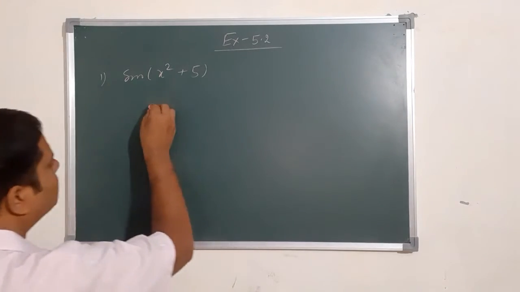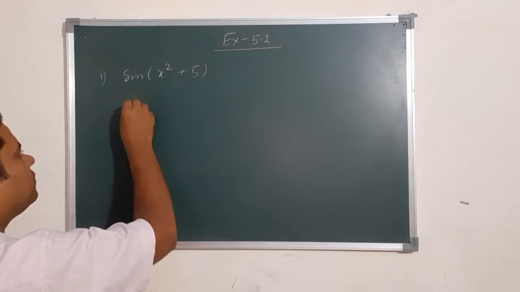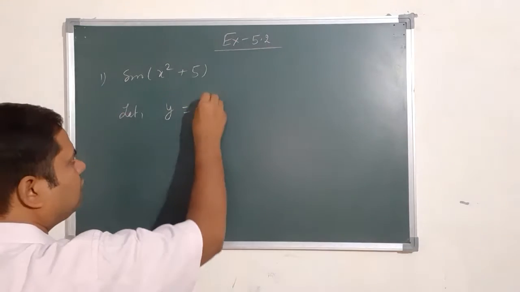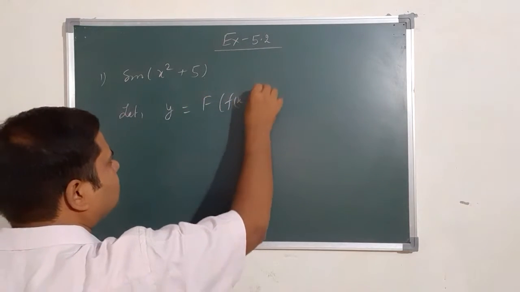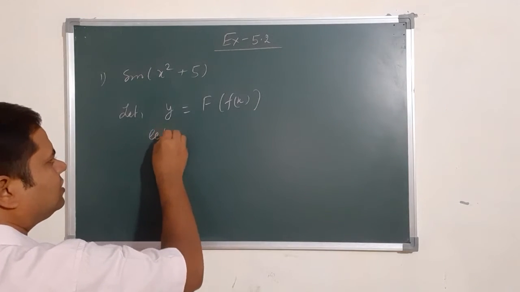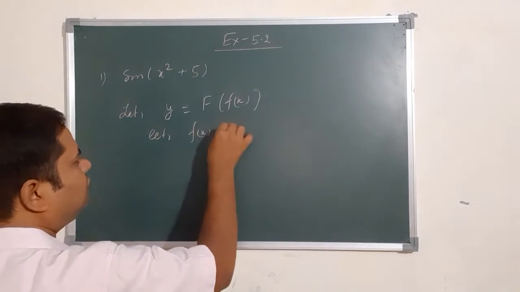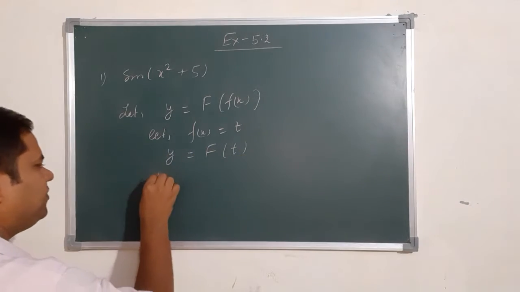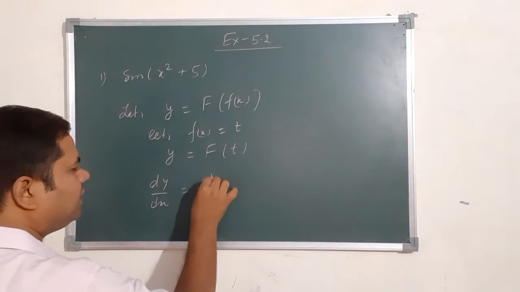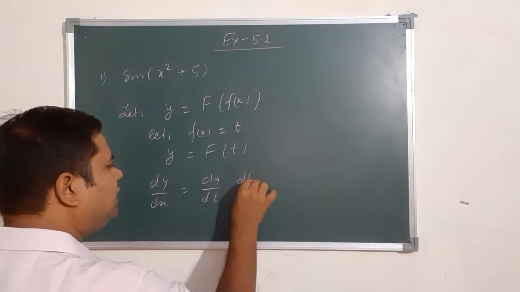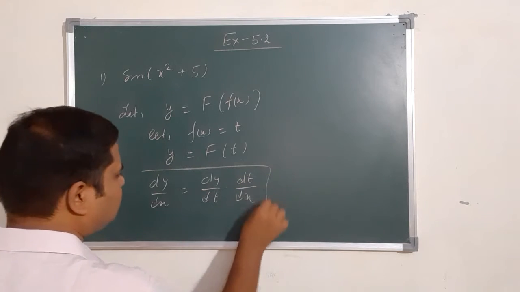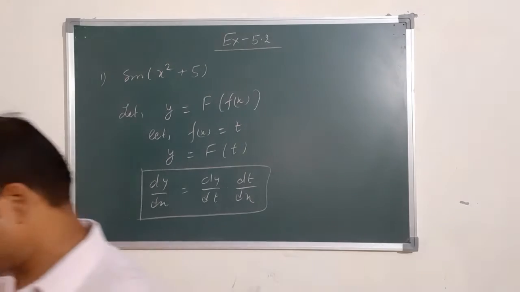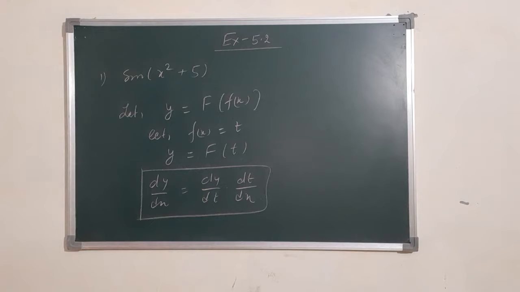Again I remind it. If y is equal to f of f x, a function of a function, and we let f x is equal to t, then y is nothing but capital F of t, then dy by dx is nothing but dy by dt and dt by dx. This is actually the chain rule. So first of all, you note it down, chain rule, and then we solve this particular question. Please note it down.